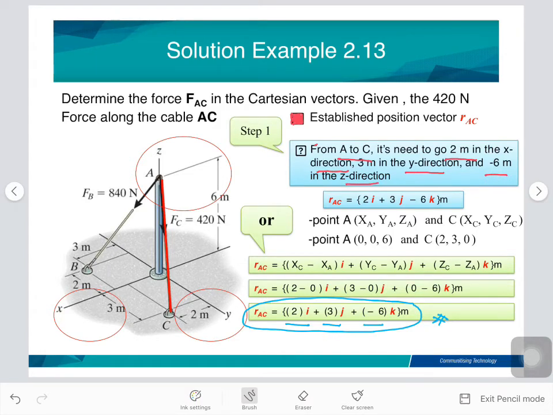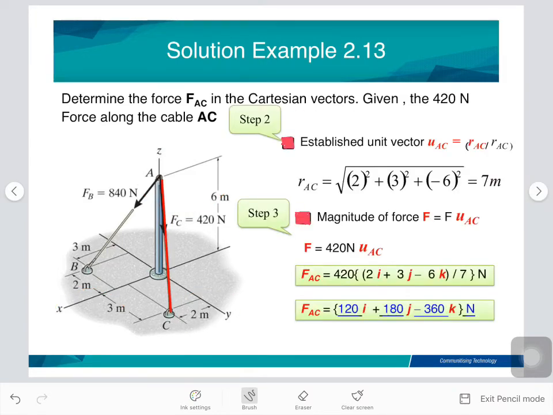Okay, after we establish step 1, we can have the unit vector. So in order to have the unit vector, we calculate first the magnitude. So this is the magnitude of the RAC. You substitute into this square root. So the vector X is 2 squared plus 3 squared plus negative 6 squared, and then you solve, and you can have 7. So if the unit is meter, you have 7 meter magnitude. Okay, so now we can solve for the unit vector.